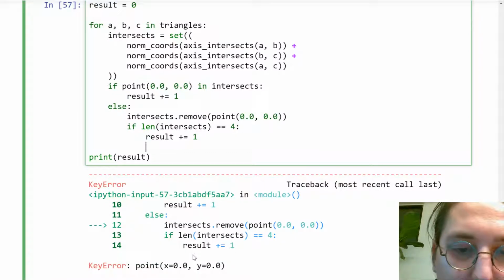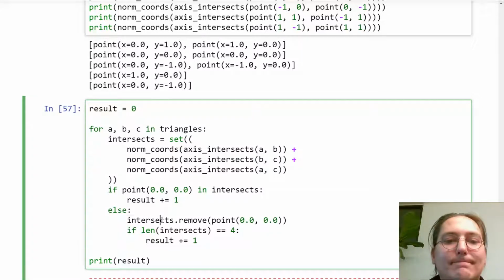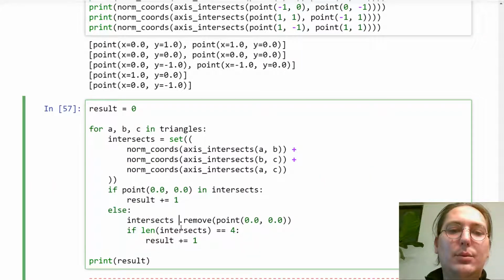Really? Key error. Who's doing intersects? Okay. Maybe then. No, but it has to be in there. So we have to do something like this.